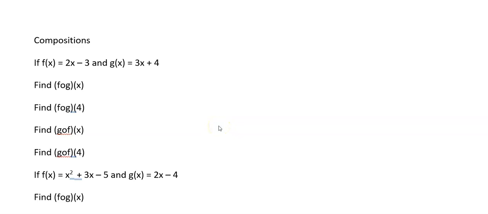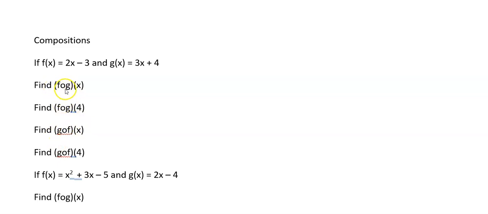So we're going to practice something called compositions. To do a composition, we're going to put two functions together to make a new function. And the symbol for a composition is a round circle. It looks kind of like an O in my notation right here. So this looks like fog, but it's really F composed with G. And the order that we write this is important. F composed with G is different from G composed with F.